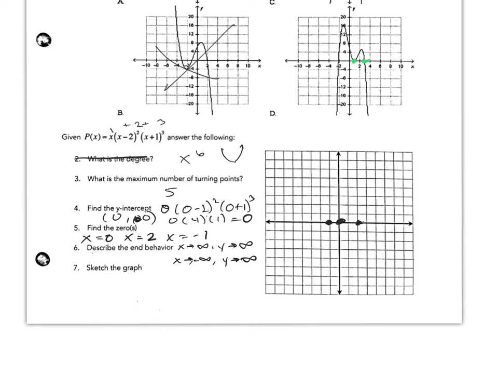So if we throw in the end behavior, this end goes up. That end goes up. Our y-intercept is right already there. We do have some mysteries about our graph. We know it's going to bounce at +2. So this is a bounce right here, but we don't know how high. All right, so then it's going to come through, and it's going to go right through 0.